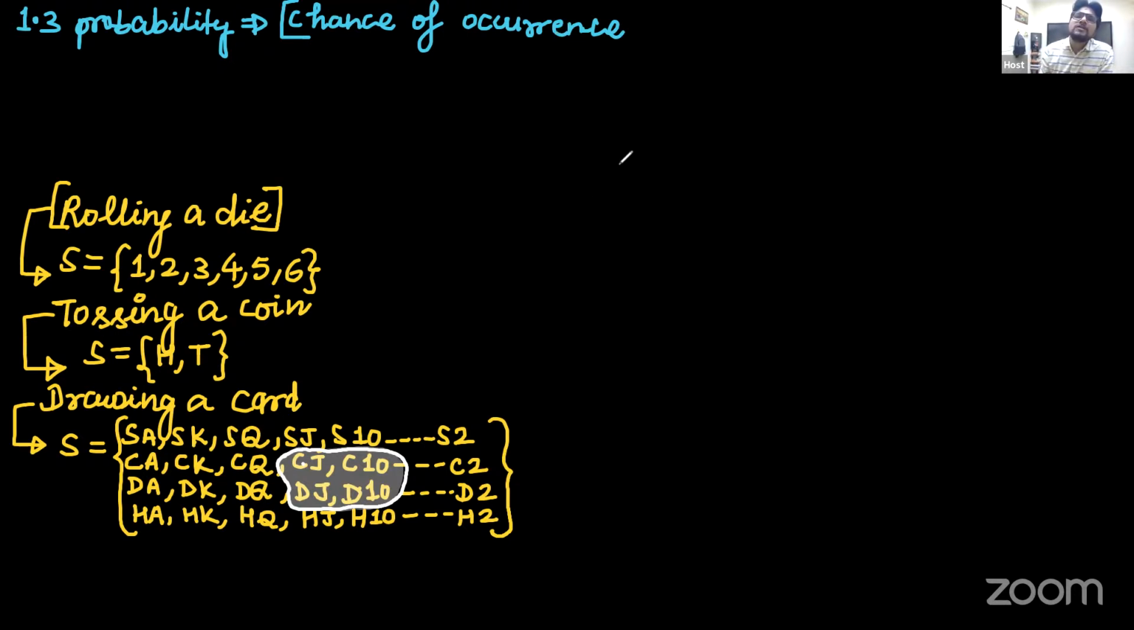Chance. You are surrounded by chance. So you want to know what is the chance of occurrence of something? Now that chance of occurrence of something has been given a technical name, probability. First of all, they gave it a technical name to scare you, probability.